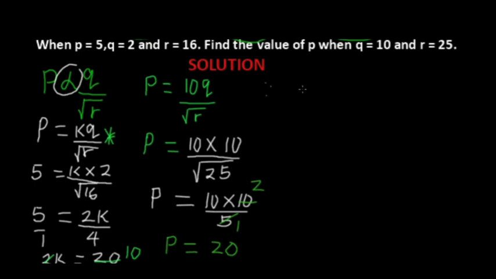Therefore, P is 20 when Q is 10 and R equals 25.